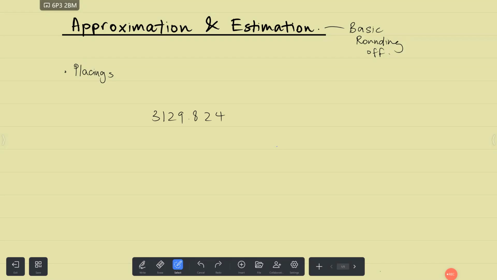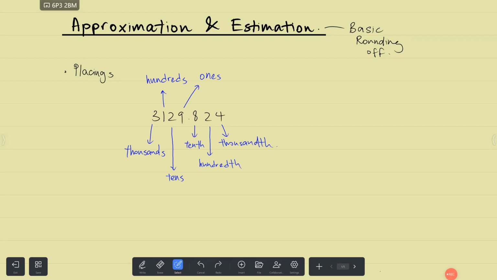3,129.824. Right. So first of all, of course, the digit 3 is in the thousands place, followed by the 1 digit being in the hundreds place, the 2 in the tens place, and a 9 in the ones place. So over here, what we have is the decimal point, and that separates the ones place from the tenths place, and your 8 is the tenths place, followed after by your 2, which is your hundredths place, and of course your 4 is in the thousandths place.